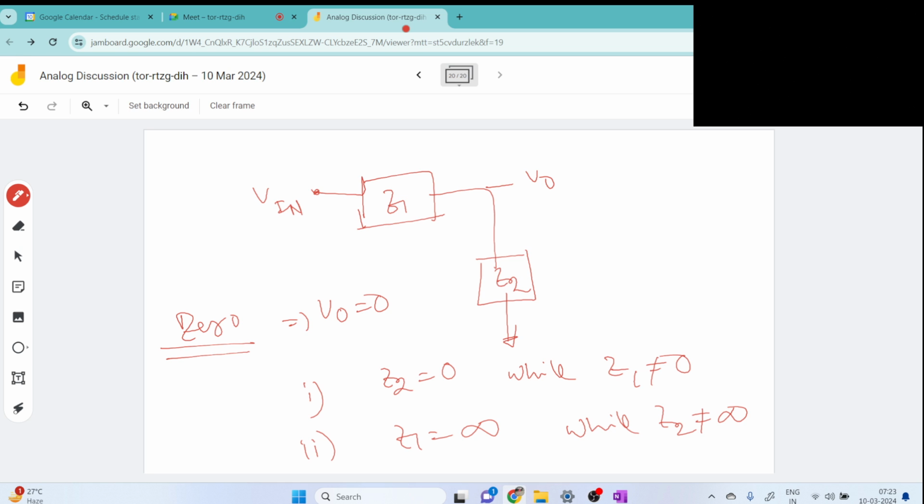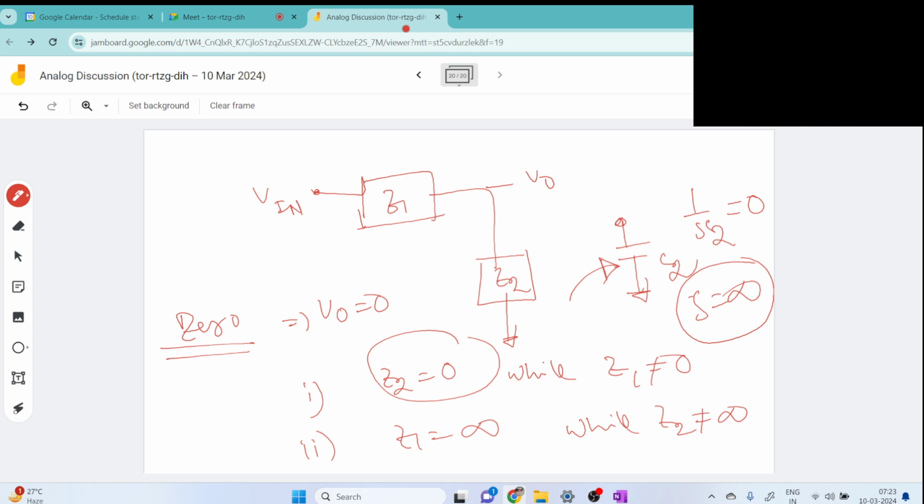Now there is a C2 present here. What is the impedance of this? It will be 1 over SC2. To make this zero and V out zero, S has to be infinite. But infinite is not possible. So due to this C2 capacitor, there is no zero. This condition is not applicable here.